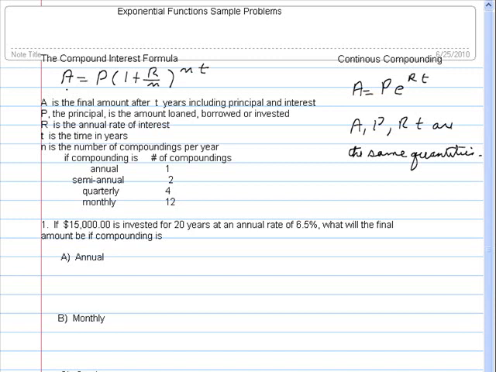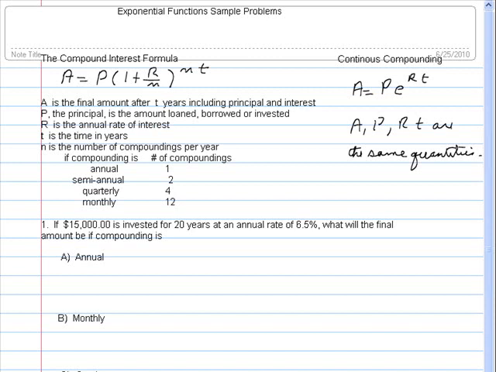A is the final amount at the end of time T. P is the principal. That's the amount you either loaned, borrowed, or invested. R is the annual interest rate. For a rate to make sense, it has to be attached to a time period. So R is the annual rate. It's the rate you'd get over a whole year. And N is the number of times you would compound per year. T is the number of years in this formula.